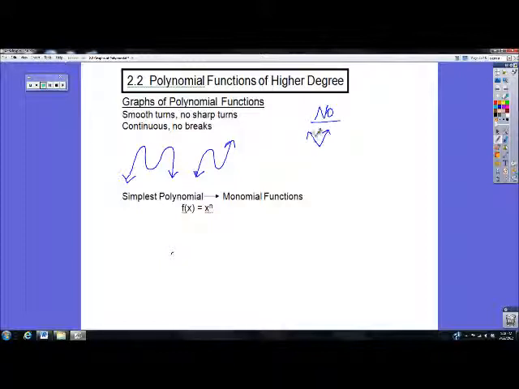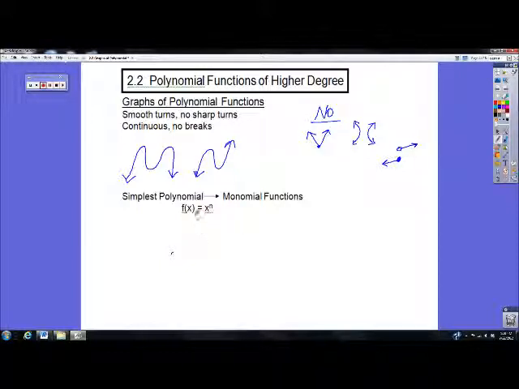No absolute values, no sharp points like that. No hyperbolas where there are two different pieces. I don't know if you remember what a hyperbola looks like. No piecewise graphs where you would have two separate portions. Just nice continuous curves. Something like these two graphs would be graphs of polynomial functions. So that's what we'll be looking at today.